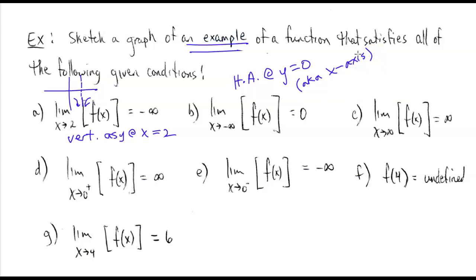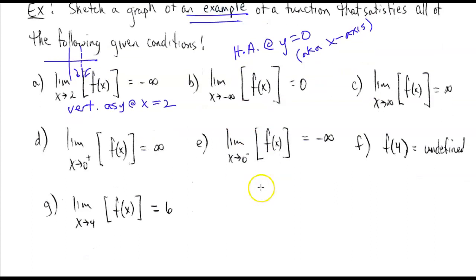So as of right now, our graph has a vertical asymptote at x equals 2, where it's going to look like this, and we also have a horizontal asymptote at y equals 0. Since we have this, I'm going to go ahead and draw this into our graph below so that we can keep up with everything as we go along.